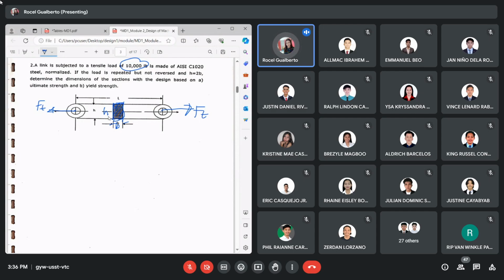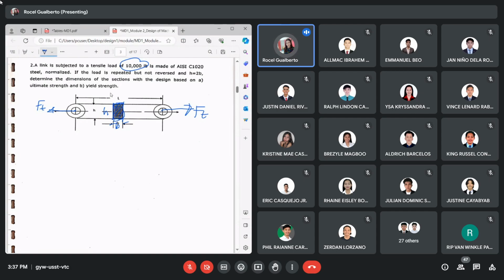Ano ba yung tamang height? Ano ba yung tamang width na gagamitin natin for the link? And then you have here A and B. This A and B, these are your basis of design. Kumbaga, dalawa yung basis ng design natin. So, what should be the dimension kung i-design mo siya based on the ultimate? At ano po yung dimensions kung i-design mo naman po siya based on the yield? So yan po yung basis ng design. Kung hindi po nabanggit dito ang basis ng design, ano po kaya yung tamang basis ng design na gagamitin natin?